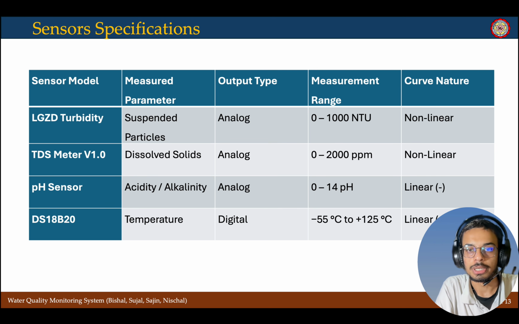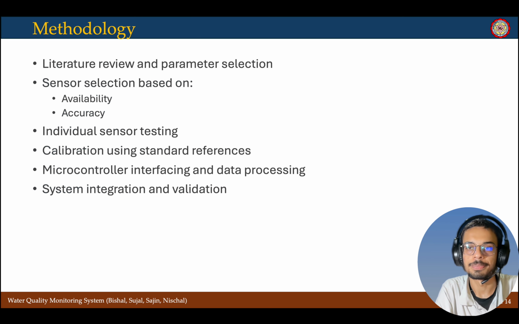Based on what I have discussed till now, there is the turbidity sensor for suspended particles in the water, which has an analog output with a range of 0 to 1000 NTU, and the curve is nonlinear. Similarly, TDS measures dissolved solids, with analog output 0 to 2000 parts per million and a nonlinear graph. The pH sensor measures acidity and alkalinity, with analog output, 0 to 14 pH, and a linear graph with a negative slope. And the DS18B20 temperature sensor has digital output, a measurement range of minus 55 degrees Celsius to 125 degrees Celsius, and a linear graph with a positive slope.